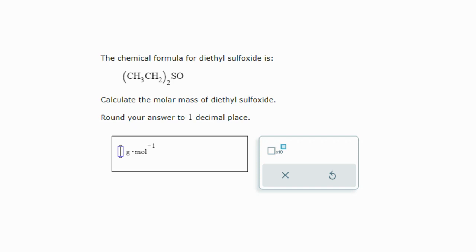106.1752. 1752. Okay, and then we're rounding to 1 decimal place, so this would be 106.2 grams per mole. Okay, and that's that unit there. Okay, you think you could do that on the final? Okay, all right, great.